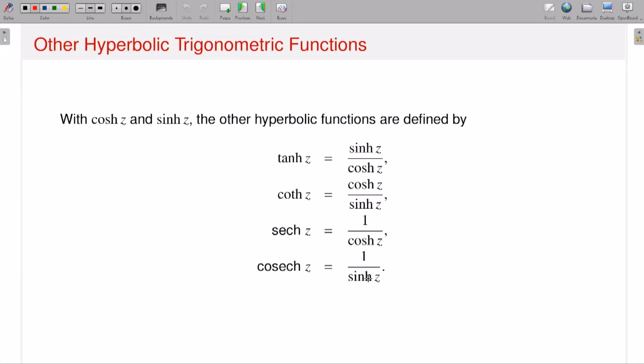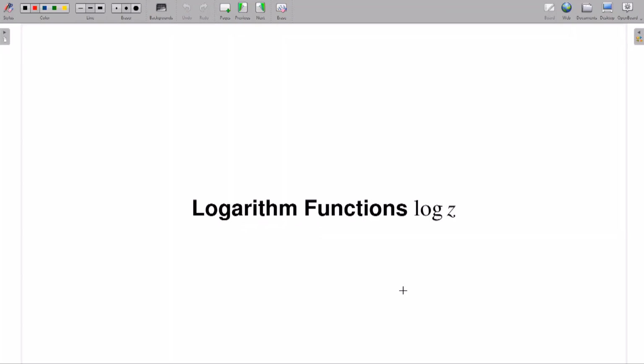Again, the same thing: tan hyperbolic, cot hyperbolic, sec hyperbolic, and cosec hyperbolic you can also define in terms of sine hyperbolic and cosine hyperbolic. Okay, so now these are the kind of trigonometric functions. I have defined the exponential, then I talked about sine and cosine, then sine hyperbolic and cosine hyperbolic, then the corresponding tan, cot, sec, and cosec functions, and the corresponding hyperbolic functions.